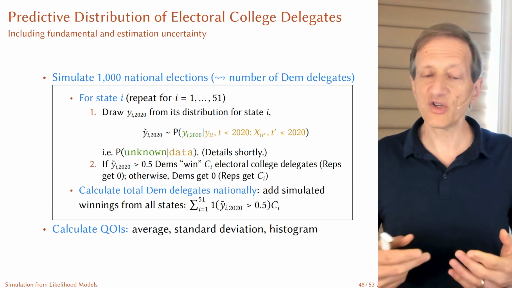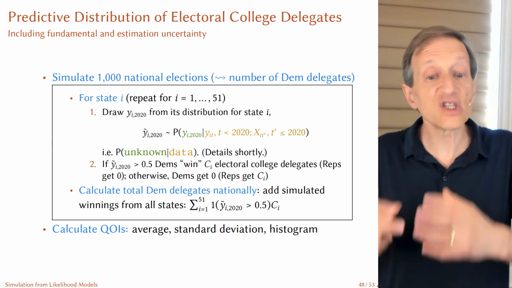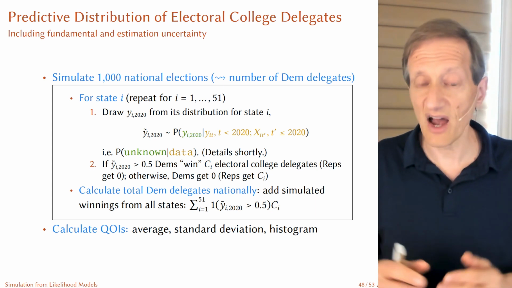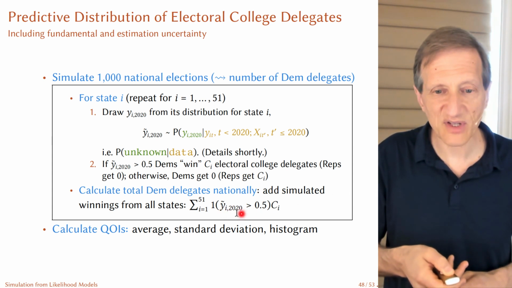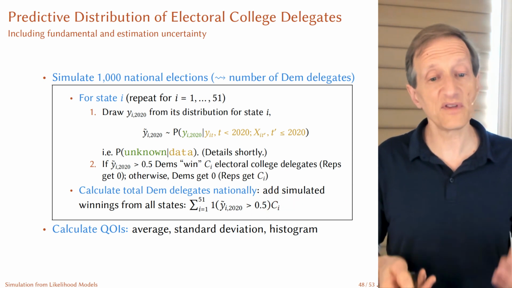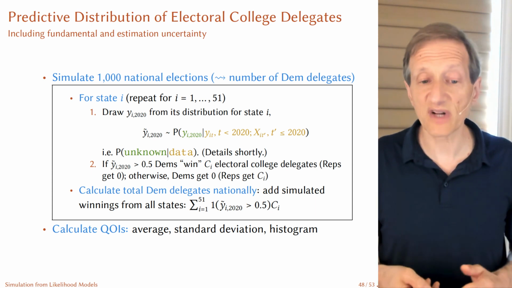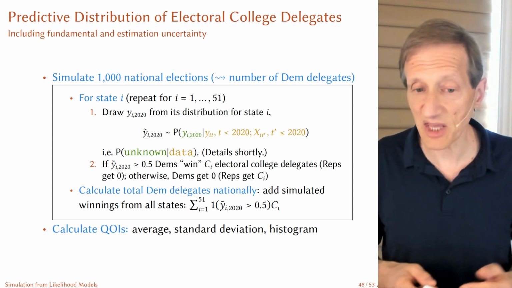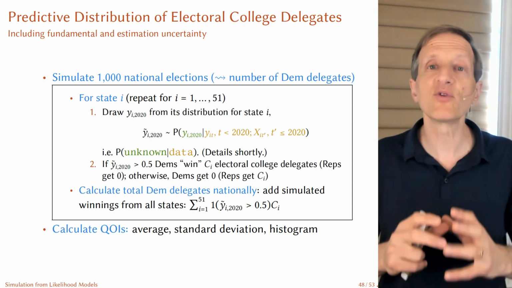Then we just calculate the total number of Democratic delegates nationally by adding the simulated winnings from all the states for each of these 1,000 elections, one at a time. If this condition is true, then this indicator becomes a 1, and you sum up all the C's for the Democrats. Now we have the predictive distribution of Electoral College delegates, from which we can calculate quantities of interest, anything we want. For starters, let's just visualize it. We have 1,000 predictions of the number of Electoral College delegates.